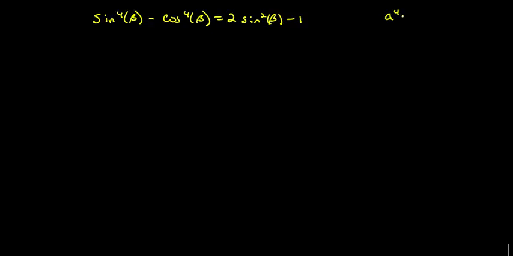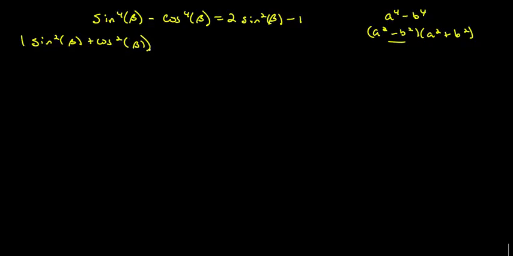If I've got a to the fourth minus b to the fourth, and I want to factor that, that's a difference of squares. So this is really a squared minus b squared times a squared plus b squared. And then of course this thing can factor as well, so we're going to do that here. So here's what I've got: sine squared beta plus cosine squared beta, that thing times sine squared beta minus cosine squared beta.